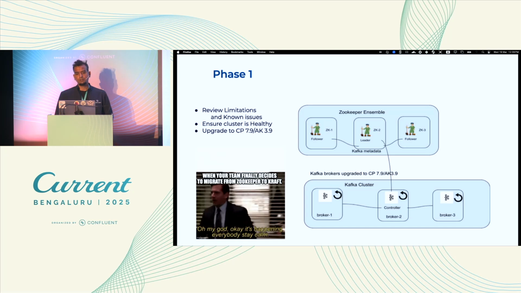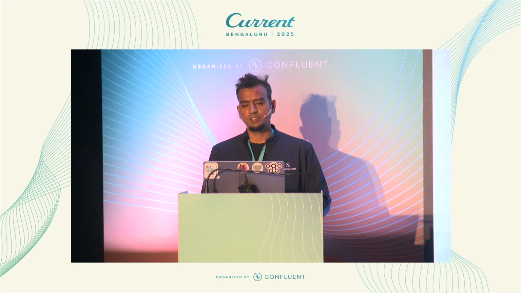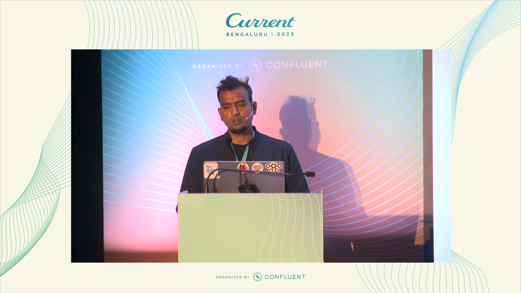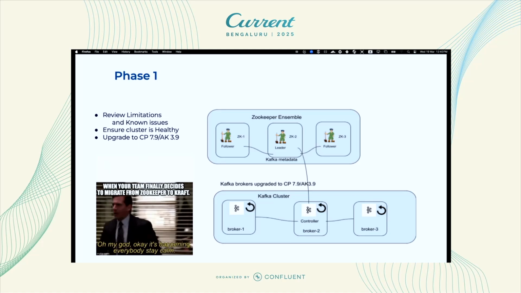Then upgrading to the latest CP 7.9 or Apache Kafka 3.9. These are the versions that support migration from Zookeeper to KRaft. The migration is supported from 7.7 or 3.7, but there are a lot of bug fixes, feature requests, and feature improvements that were made in 3.9, so we recommend upgrading to the latest version. Latest 3.x version. So now latest is 4.